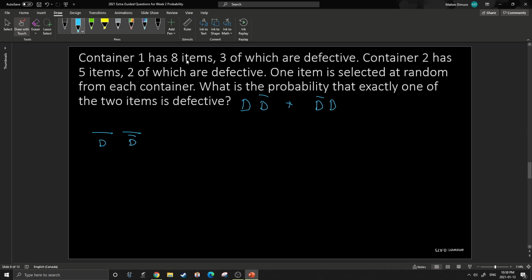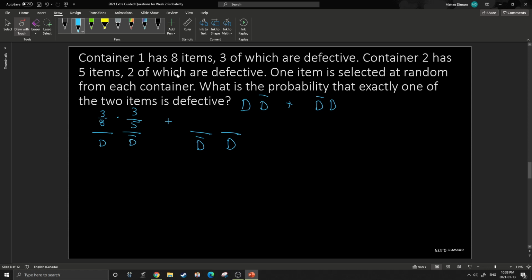So container 1, defective items, 3 out of the 8. So 3 out of 8 chances times, now I want not defective from container 2. So container 2 has 2 items that are defective. Now there's 5 in total, 2 are defective, so that means 3 are not defective, right? We're doing not defective. So there's that. We're going to add to it the chances of not defective and defective.